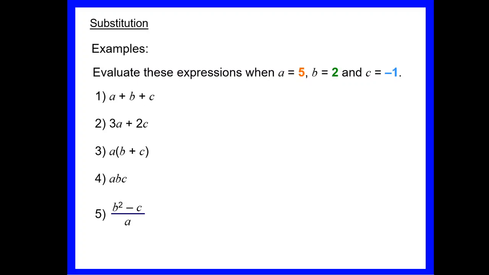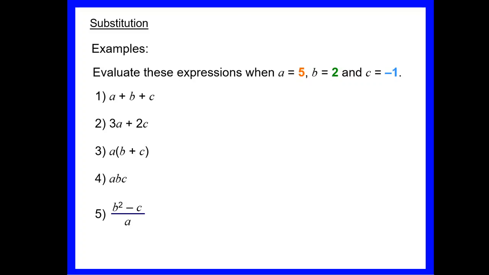Okay, let's move on to something a little bit more complicated then. So we've got 5 different expressions, and this time we've got 3 different values to substitute. A is 5, B is 2, and C is -1. So we're first of all going to do the substitution step. So we're simply going to swap those letters for those numbers.